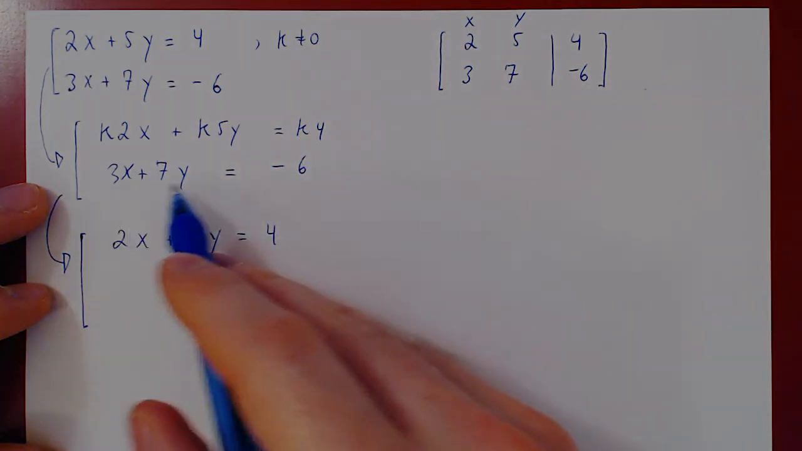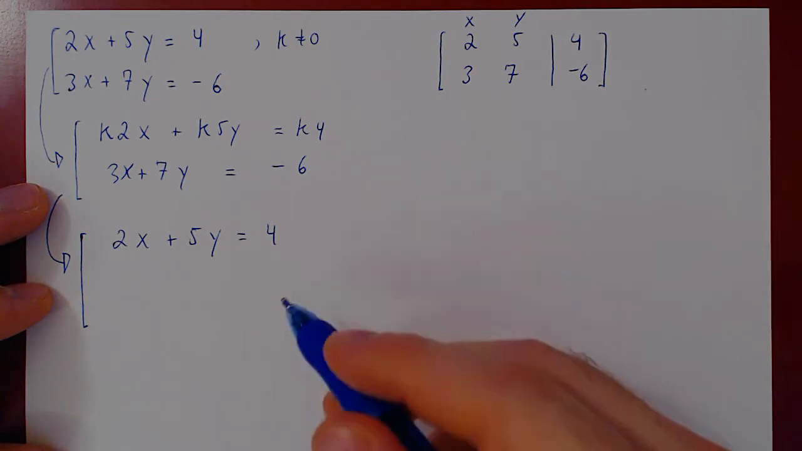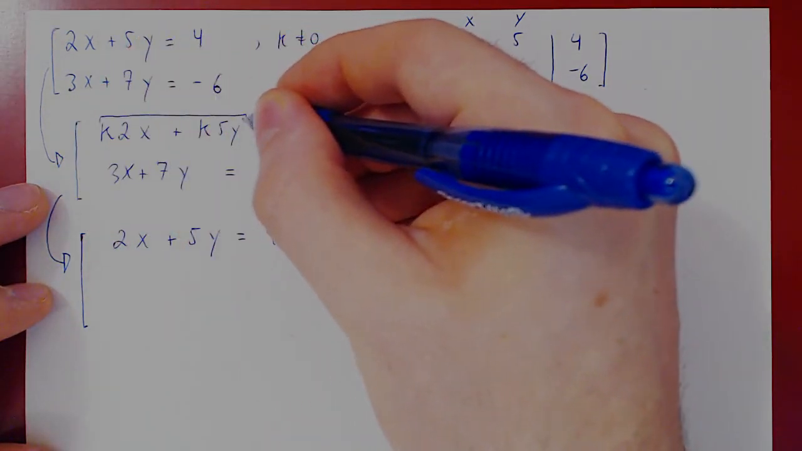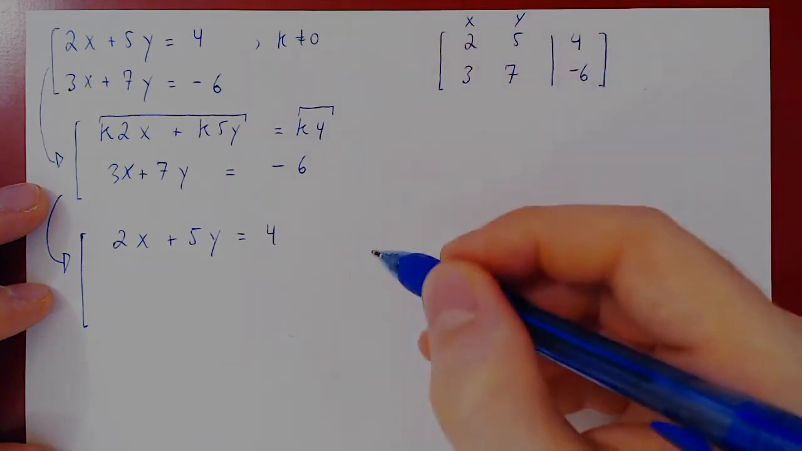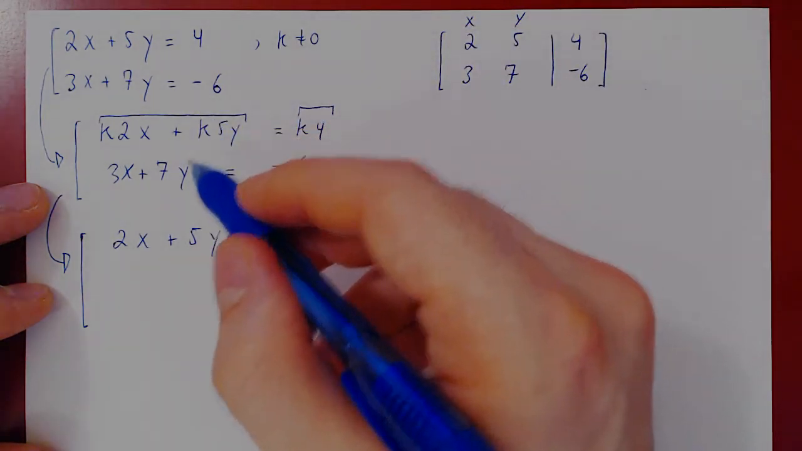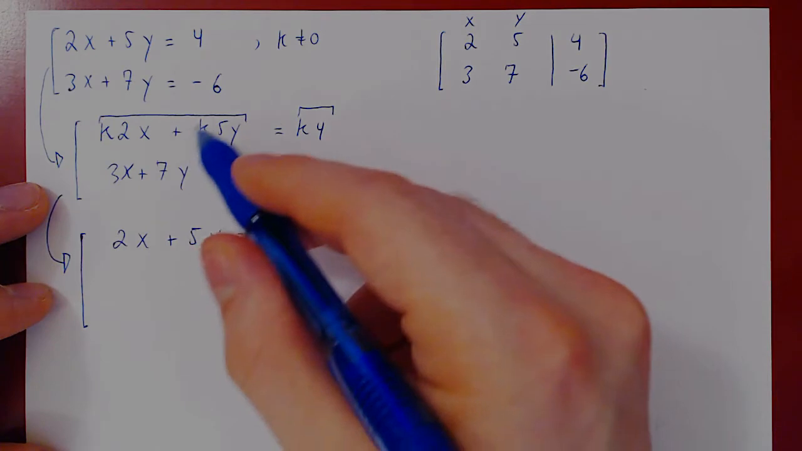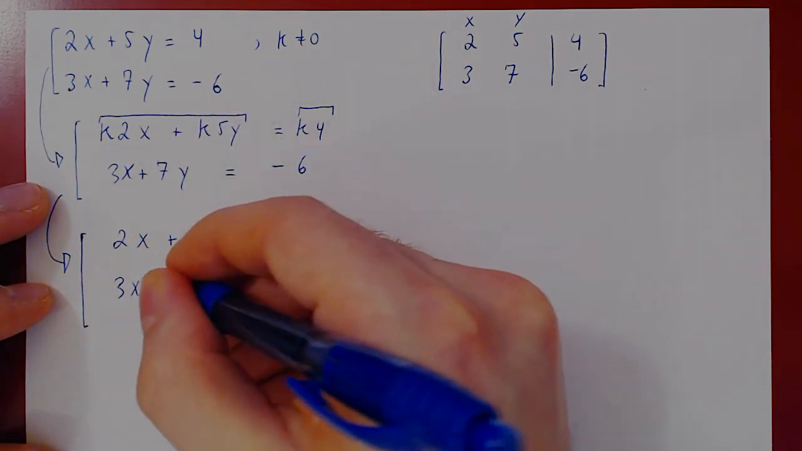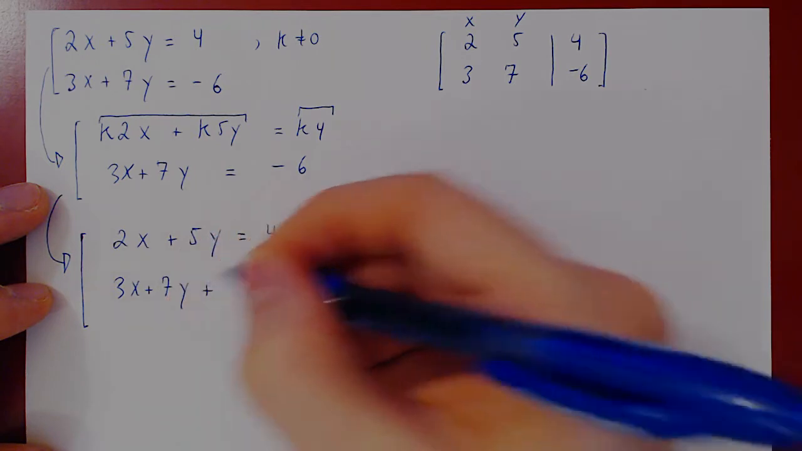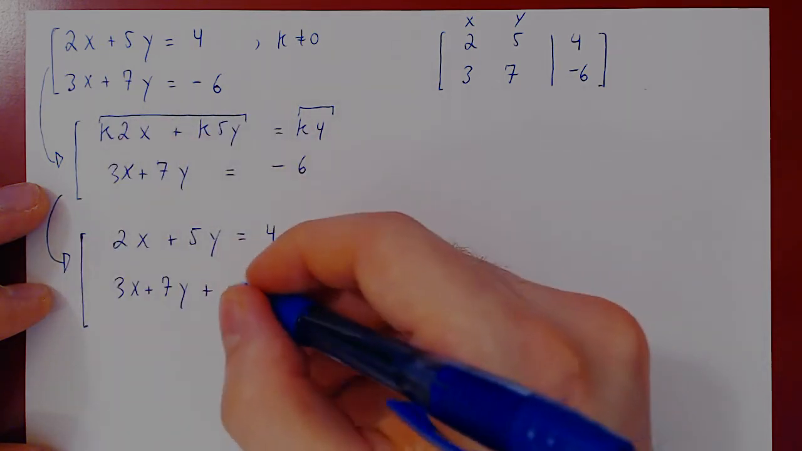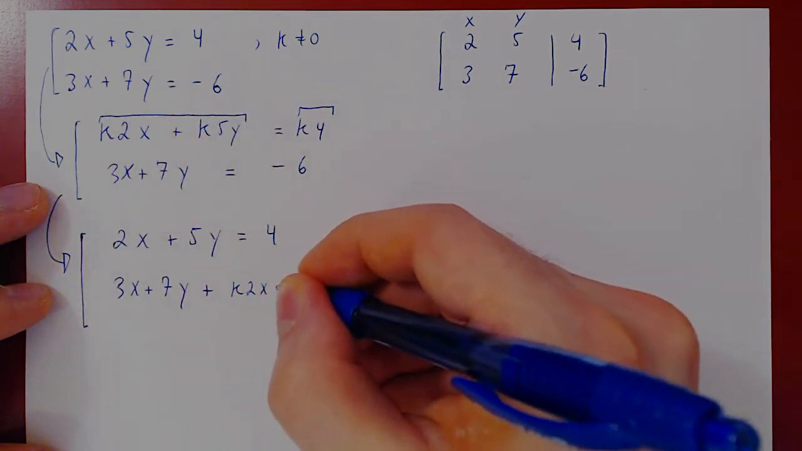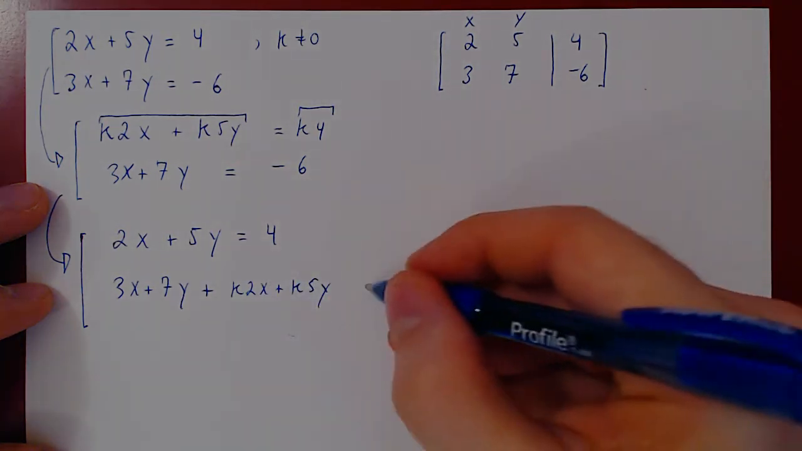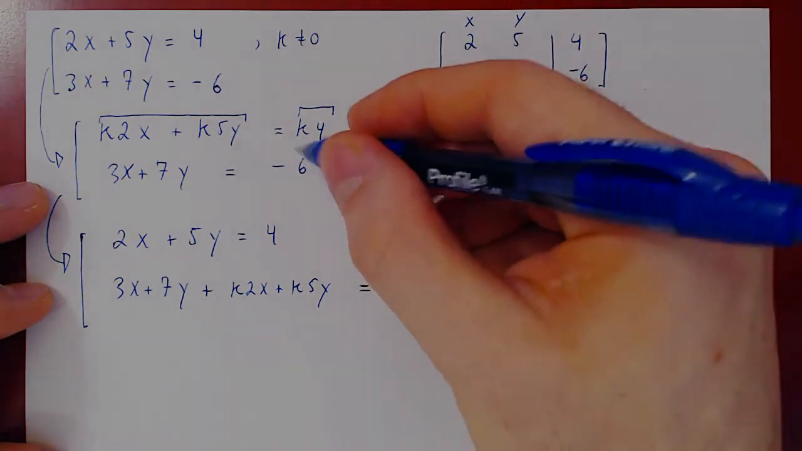But I'll do something now to the second equation. Think of it. This is equal to this. So let me add to the left-hand side of the second equation this quantity right here. So this will give us 3x plus 7y plus all of this, so k times 2x plus k times 5y, equals, well, negative 6.